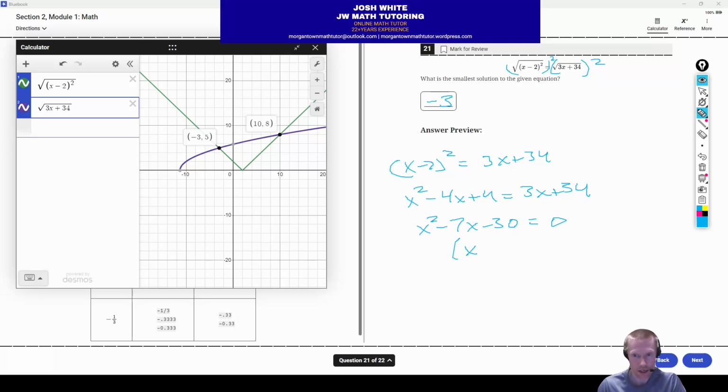You can factor it, and you're going to get x minus 10, x plus 3 equals 0. So that gives us two answers, positive 10 and -3. What is the smallest solution? Well, obviously -3 is. So this is how you would actually solve the equation by hand. But again, there's no need to do that because you can just type both sides into Desmos, see where they intersect, take the smaller x value, and be done with the problem.